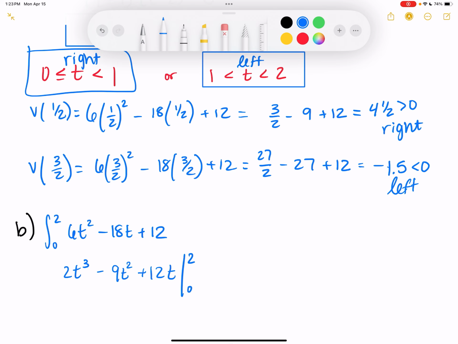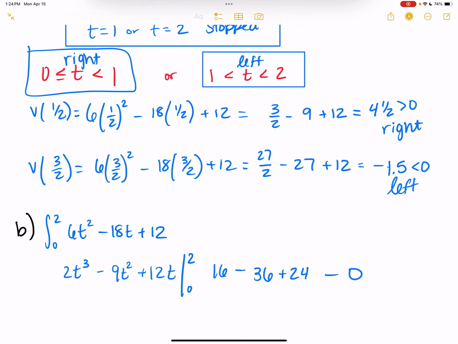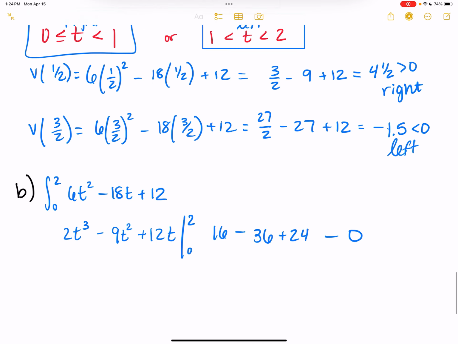So if we plug in 2, I've got 8 times 2, so 16. Minus 2 squared is 4 times negative 9 is negative 36. And then 2 times 12 is 24. And then obviously when I plug 0 in, everything is 0, so minus 0 for that final piece. Positive 4.